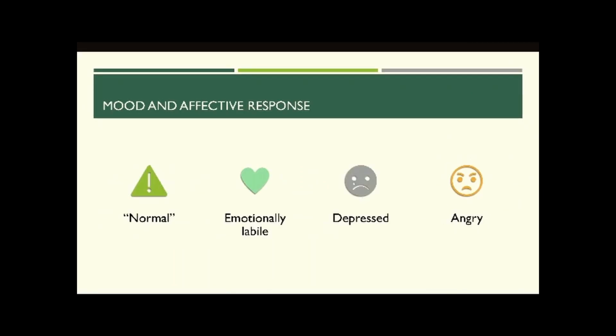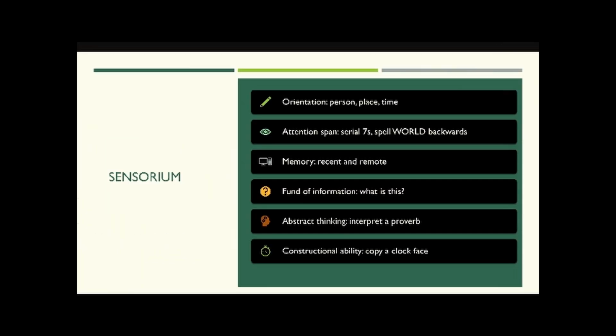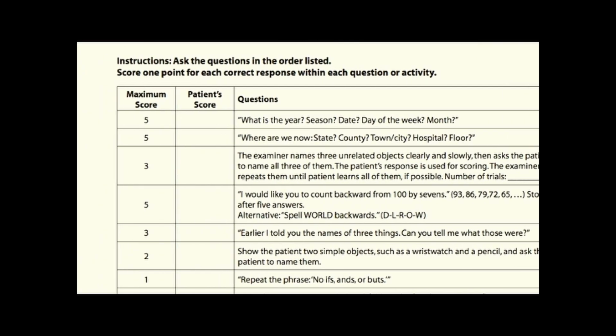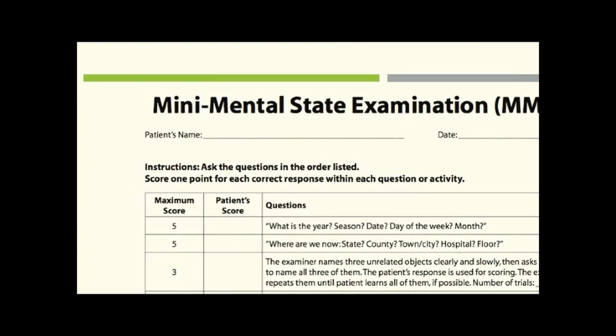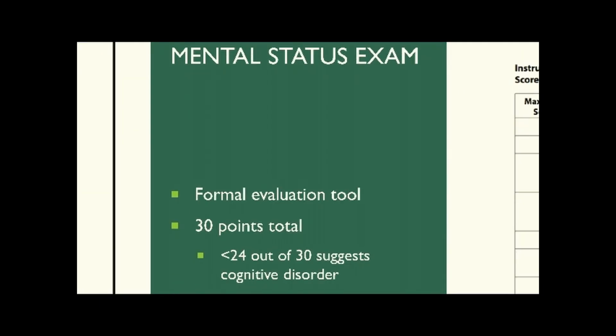How's their speech, their mood? Are they depressed? Are they very angry, mad all the time? Content of thought, are they having any hallucinations, obsessions? Sensorium, again, and this is where you start asking your questions, which you've already done some of these already. Memory, recent and remote. You do serial sevens, person, place, and time, so you do those things already. These are the extra ones that we add in. So this is the mini mental status exam. What I want you to know before we go into detail, this is the major thing. 30 points total.